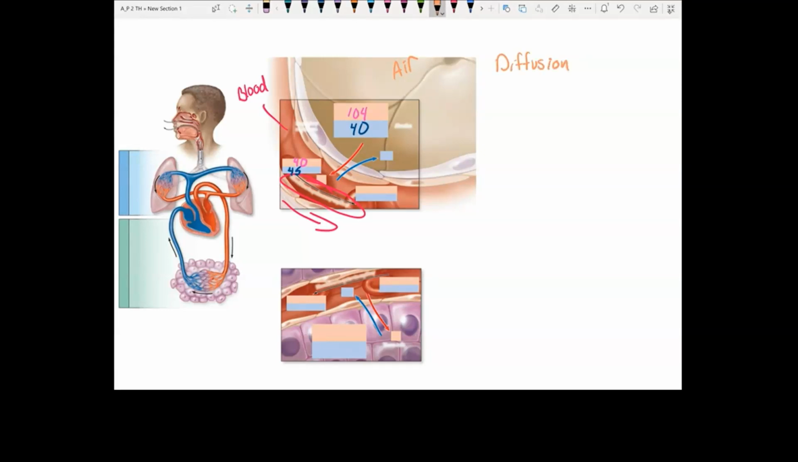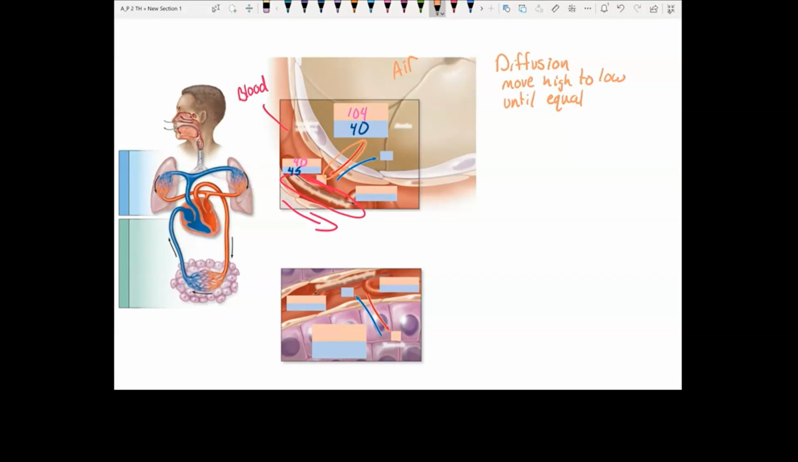So think back to chapter 4. Oxygen and carbon dioxide move by diffusion. So you're going to move high to low until equal. Okay, so oxygen is 104 in the air. It's 40 in your blood. You're going to move high to low. So here you can see the oxygen arrow. Oxygen is going to move from the air into your blood.